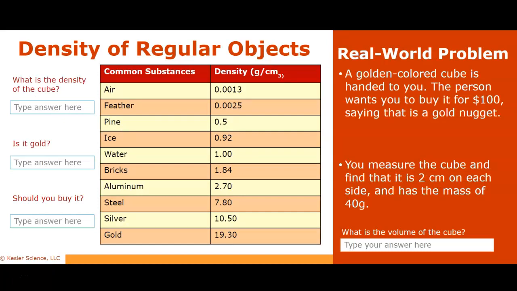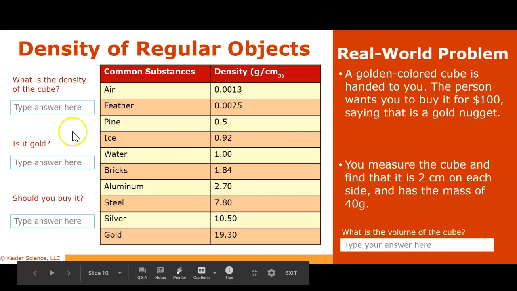Okay, so we have a real world problem. A golden colored cube is handed to you. The person wants you to buy it for $100, saying that it is a gold nugget. You measure the cube and find that it is 2 centimeters on each side and the mass is 40 grams. So you're going to put the volume of the cube here. You're going to calculate the density of the cube here, and then you'll compare it to this chart. Now, if we look here, gold is right here. If it was gold, it should have a density of 19.3 grams per cubic centimeter. Is it gold, and should you buy it?